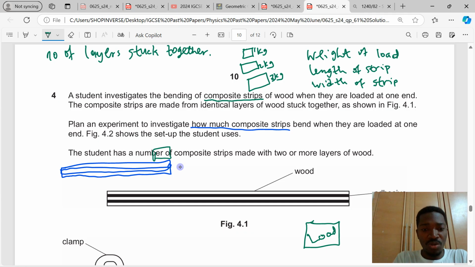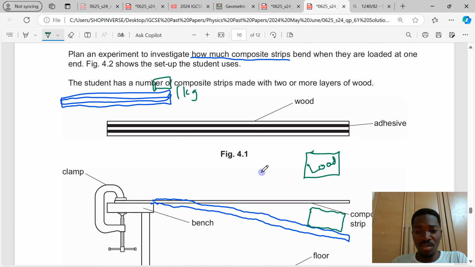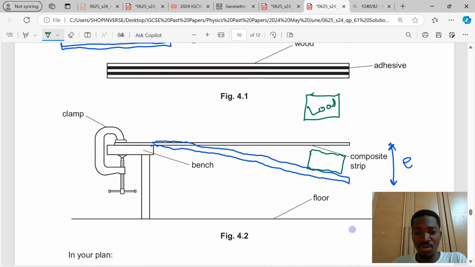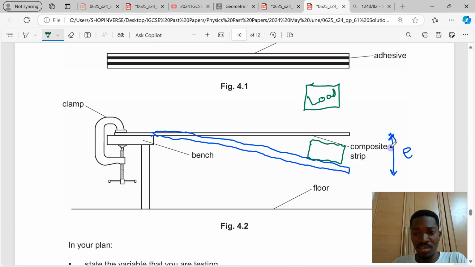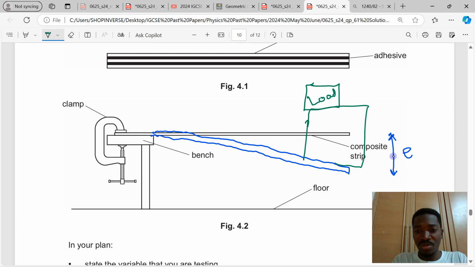You can start with a load of 1 kilogram. Load it. The wood bends. Check to what extent it is bent. How do you get to what extent it is bent? This distance gives you the extent of bend. Remove that 1 kilogram load, put another load of 2 kilogram. Measure to what extent it bends. Remove the 2 kilogram load, put a 3 kilogram load.